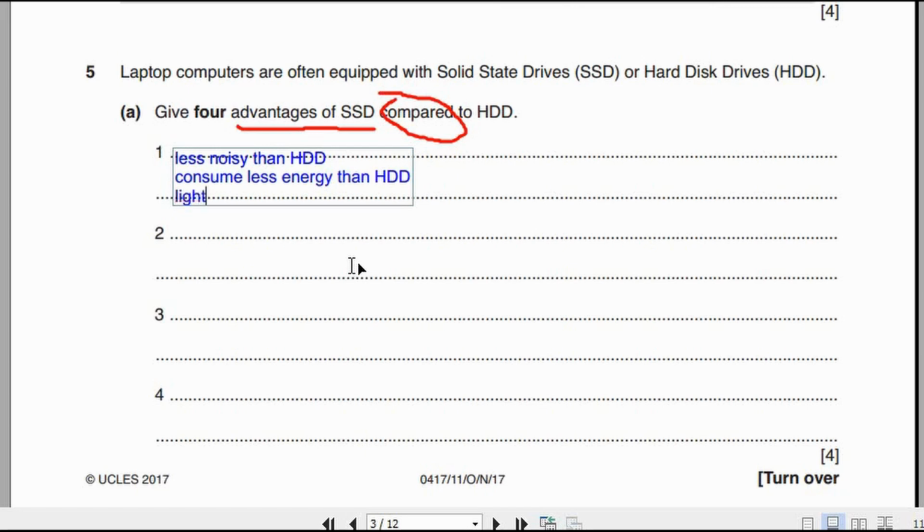Third, SSD is lighter than HDD. So up till now you got 3 marks. Now the fourth one, the real advantage of SSD: it is faster than HDD.